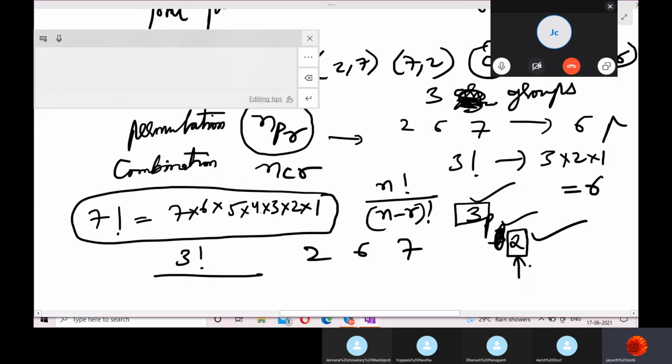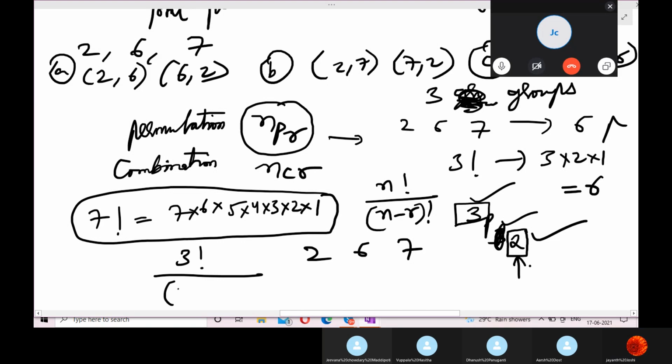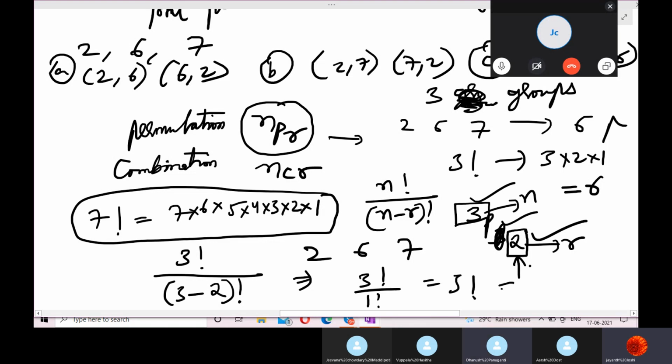3 factorial by 3 minus, what is r? All of you tell me what is r? This is n. n is always greater than r. r is 2. So 3 minus 2, 1 factorial. So please tell me, 3 factorial by 1 factorial is how much? Can I write 3 factorial as 3 into 2, which is equal to 6? All of you? Yes, sir. Yes, please make a note of this. So now we have proved the point with the formula for permutation.